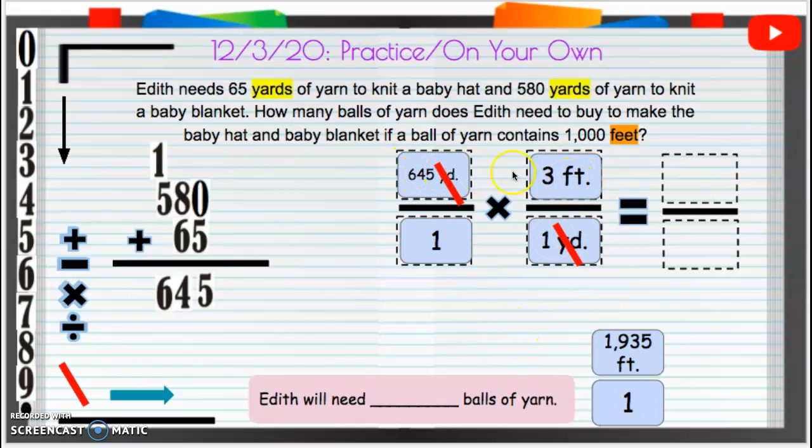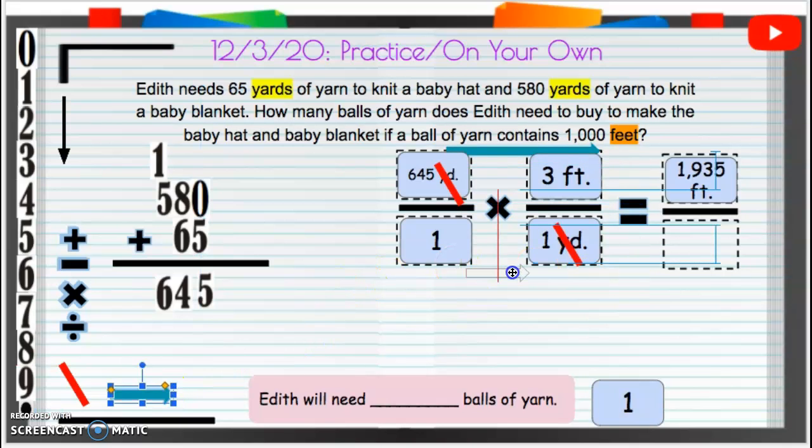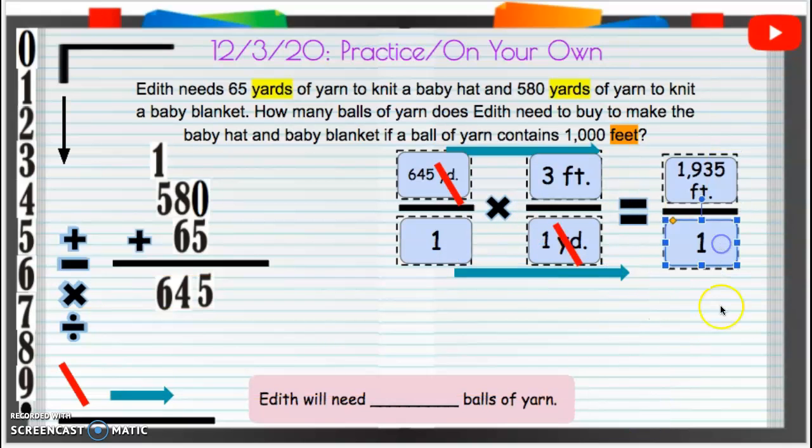So 645 times 3 is going to equal, well, yes, the number is down here, 1,935, but you can show your work as well. And then 1 times 1, well, I'm sorry, when you're multiplying fractions, you're going to go straight across. Forgot to remind you there. And then same thing down here, 1 times 1 is going to be 1. So do we have this over 1?